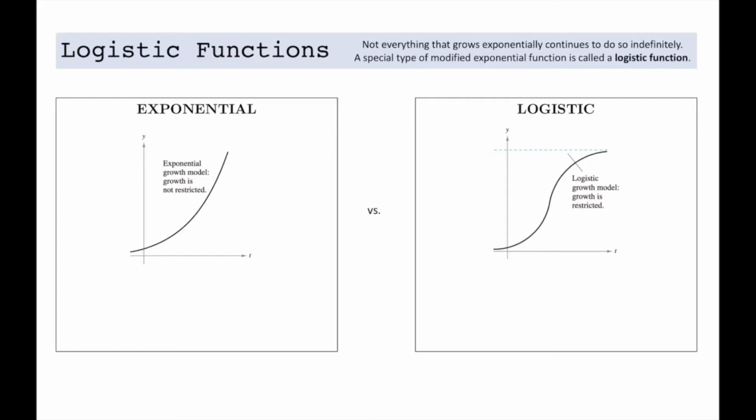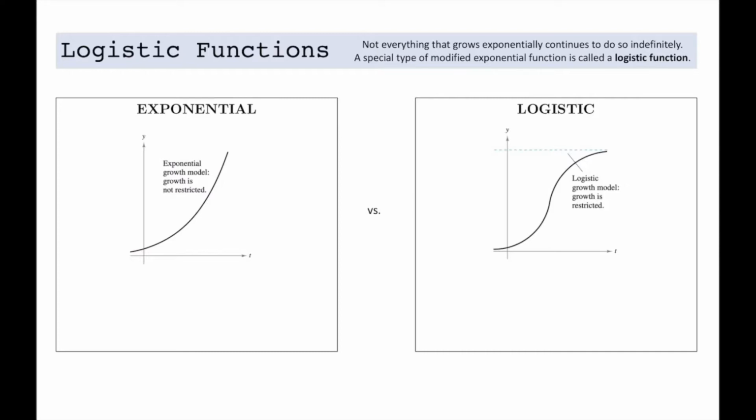Now we'll take a moment to distinguish between an exponential function and something called a logistic function. Not everything that starts out growing exponentially continues to do so forever. A lot of things can't grow to infinity. They might have a carrying capacity of some kind, if the function is modeling population growth, or maybe something like a sickness, like people contracting diseases. Infinitely many people just can't become ill.